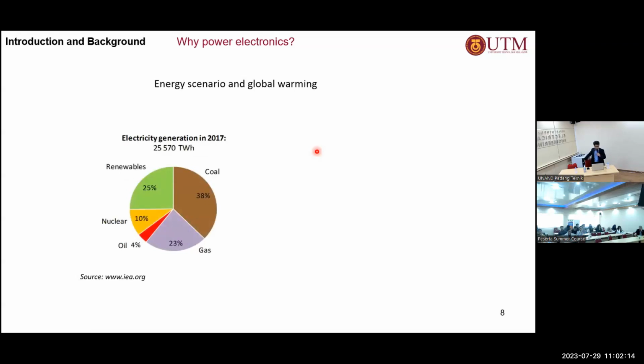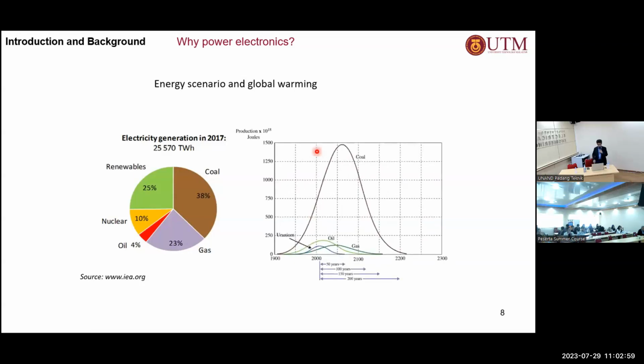The reason why we use power electronics can be divided into the energy scenario and also global warming. If you look at the electricity generation in 2017, which I don't think is much different nowadays, most of the source for generating electricity comes from fossil fuel, okay, which is coal, gas, oil, and a little bit of nuclear, which can be considered clean, but it is very dangerous. We all know that. Then we have the renewable energies, which come from, for example, photovoltaic, wind, or hydroelectric, which can also be considered renewable, right?